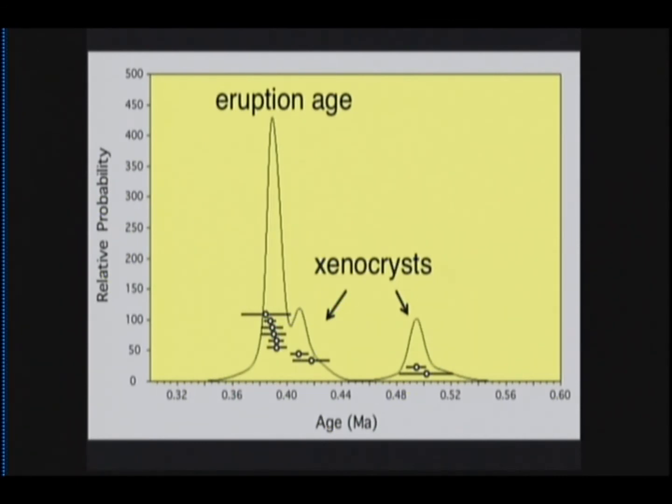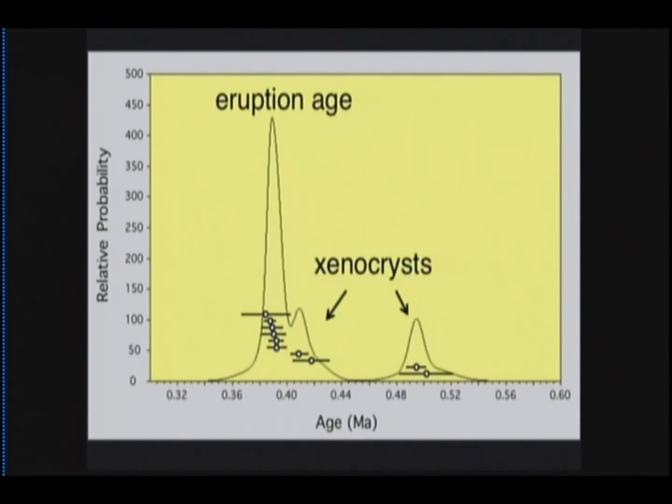And what we find very often, not always, but enough to be relevant, is that especially tephras of any kind very often contain xenocrysts. And by analyzing single crystals one by one, we can recognize them immediately if they're sufficiently old that they can be distinguished.